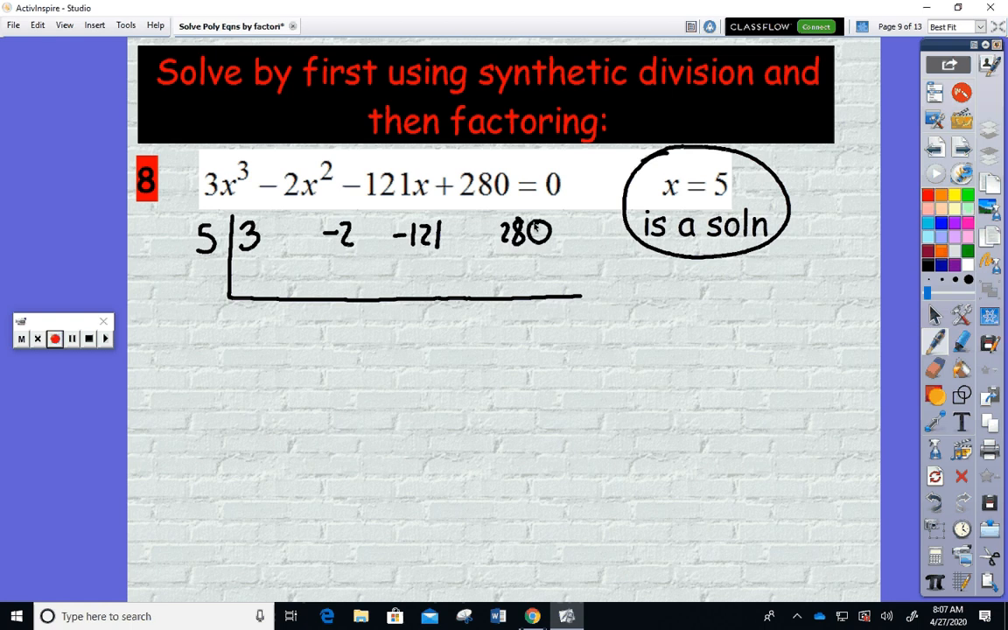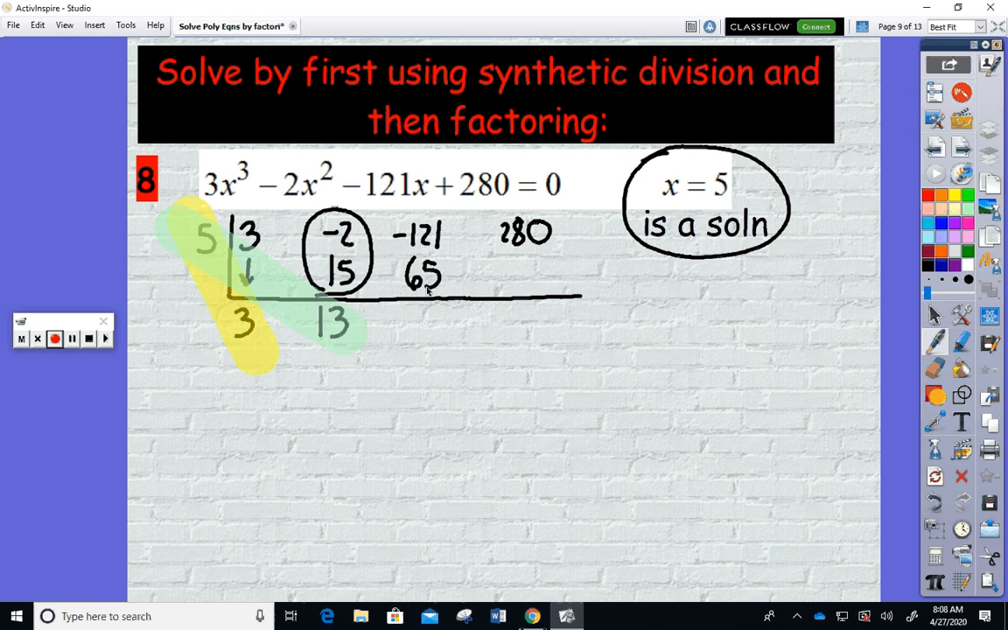Remember, the first thing you do is bring down the 3. Now, it's been a couple of days, so let's review, and I'll get my handy-dandy marker out. I don't know how well it'll show up on the gray background. You say 5 times 3. Do that diagonal multiplication, it's 15. Add straight down. Negative 2 plus 15 is 13. Now you're going to do diagonal multiplication again. So 5 times 13, I believe that is 65.